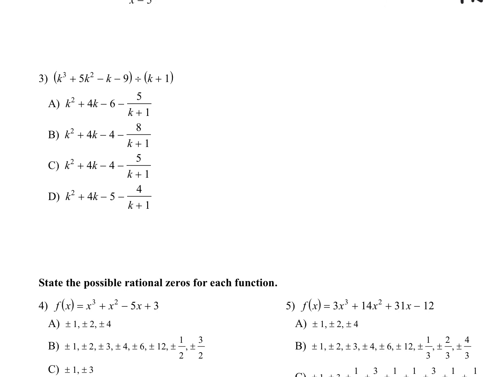This is number 3. And once again, when we use synthetic division, we have k plus 1 equals 0. So we have to set k equal to -1. So what goes in the corner is -1. The next step in the process is you have to list your coefficients. So it's going to be 1, 5, -1, -9.